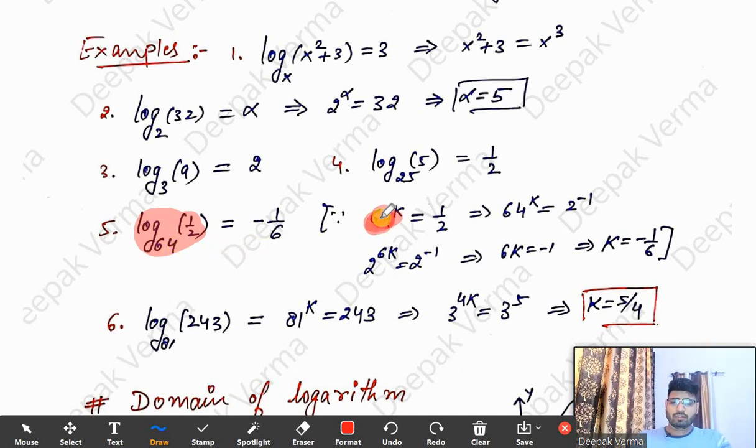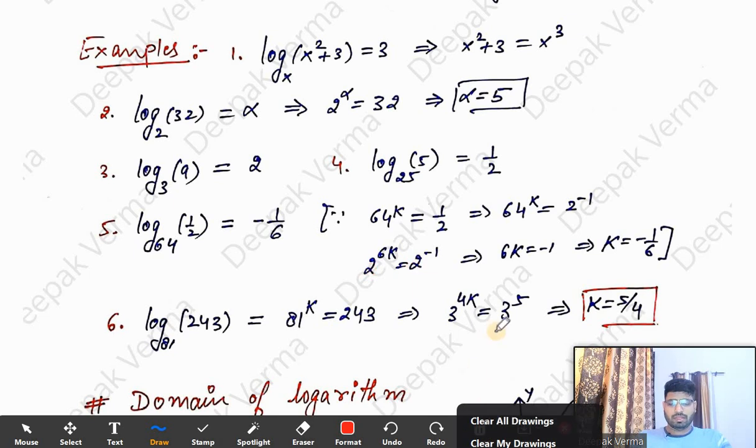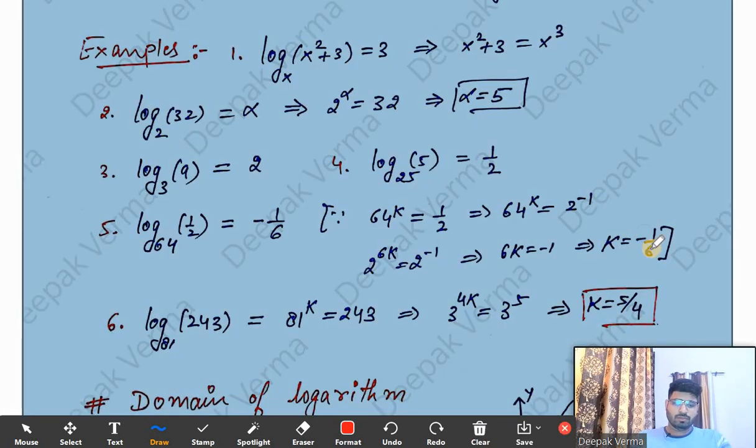That is 64 to the power k equals half. Is it clear? Then to half we can write 2 to the power minus 1, and to 64 we can write 2 to the power 6k. You can see on the left hand side and right hand side we have the same base 2. Therefore we can compare the powers. That is 6k equals minus 1. So we get k equals minus half. Is it clear? Now next question, next example we can see.